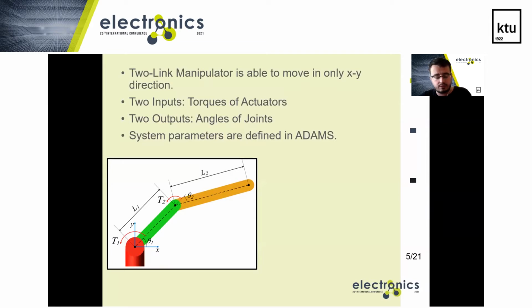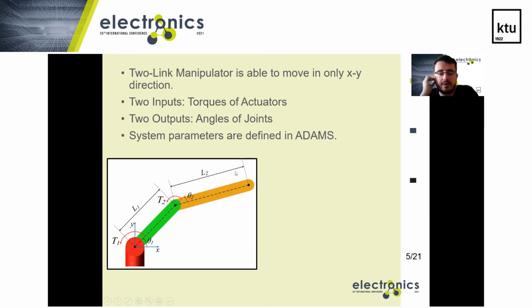When we look at our manipulator model, the two-link manipulator is able to move only in the X and Y directions. We can think of it like a coordinate system. In our system, as you see in the picture, there are 2 inputs, T1 and T2. They are the torques of the actuators. And we have to control 2 outputs. These are the joint angles, θ1 and θ2, as you see in the picture.